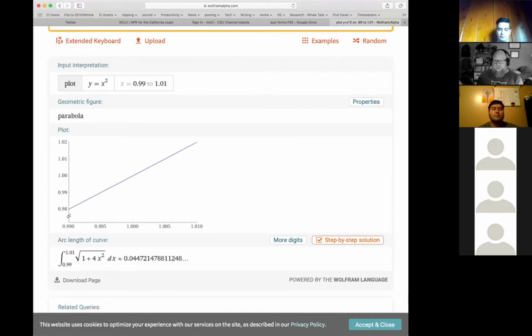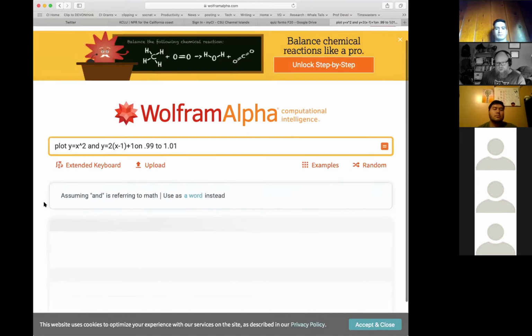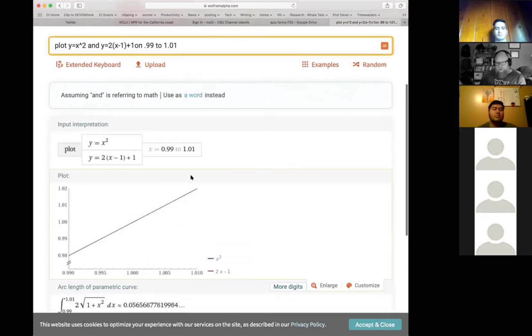So I'm going to go up here in Wolfram. It says plot y equals x squared on this interval, and y equals 2 times x minus 1 plus 1, because using the point slope form for a line, this line would be y minus 1 equals 2 times x minus 1. So adding 1 to both sides, I get that. So we're going to plot these 2 lines on the same set of coordinates. If we did it right, yeah, here you go. There's 2 lines. One here is in red and the x squared is in blue. They line up perfectly.